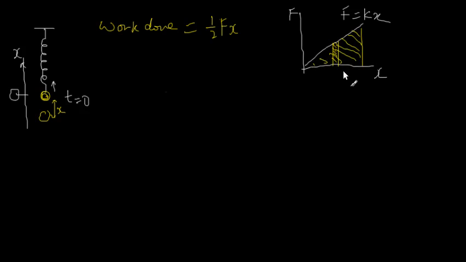And if you keep adding up all the many areas, you would end up with the area of a triangle. So the work done when you pull the spring out by a distance x is half base times height, which is half of x times F. And in terms of Hooke's law, F is equal to kx. So you substitute kx for F here, and you get half kx squared.